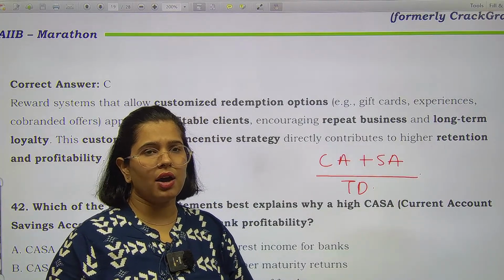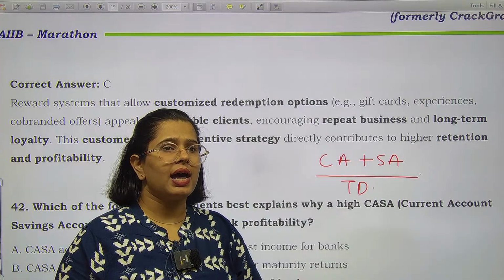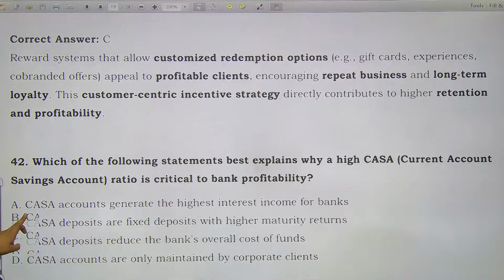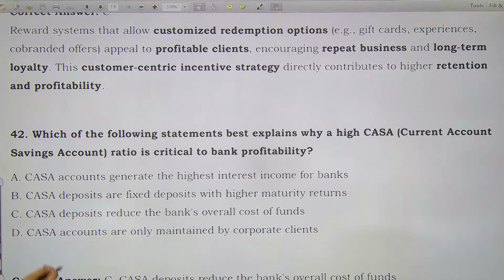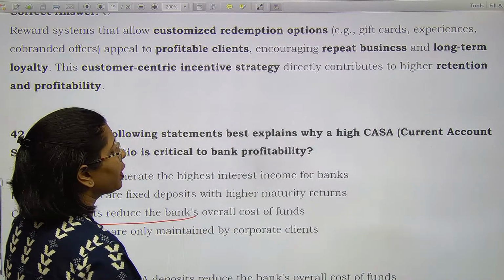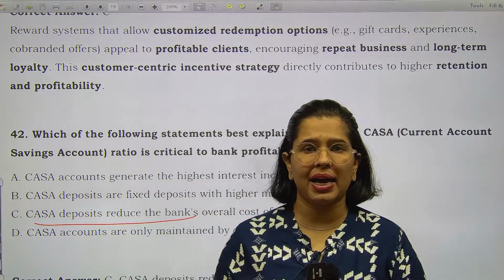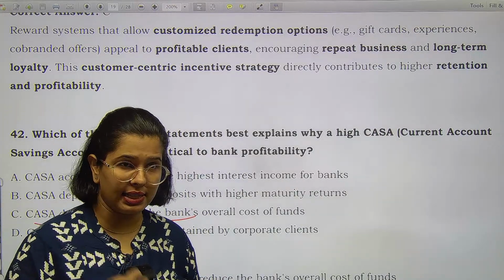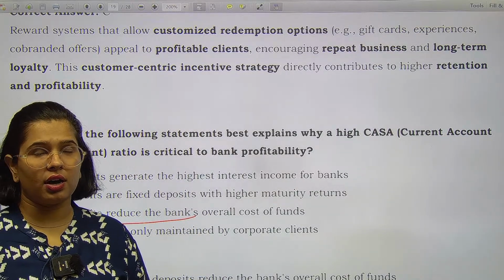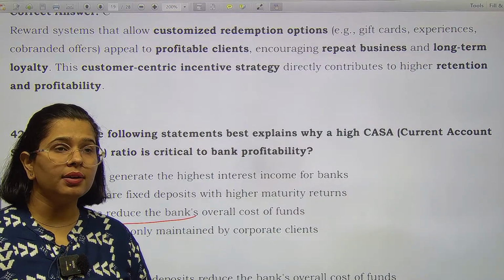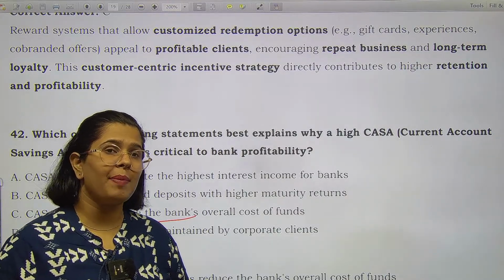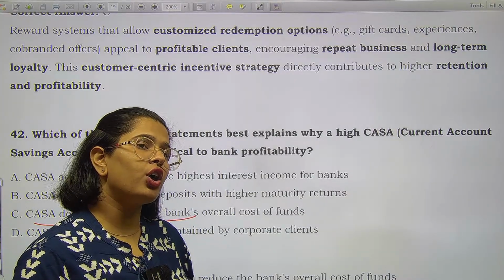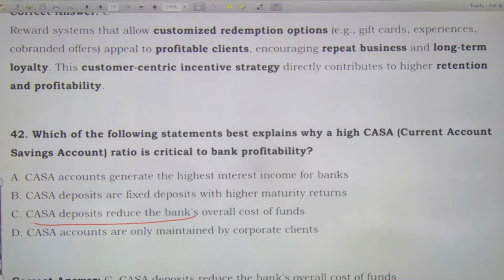Why? Because the savings account has minimum interest, and the current account has practically zero interest. So, if you have a high CASA, what does that mean? CASA deposits reduce the bank's overall cost of funds, because in the current account, the bank does not have to pay practically any kind of interest. In savings, it has to pay interest, but the interest cost is less. If you compare it with fixed tenure or term deposits, it is comparatively lesser. So, if a bank has more current account and savings account deposits, then the overall cost of funds for the bank is going to reduce, right?